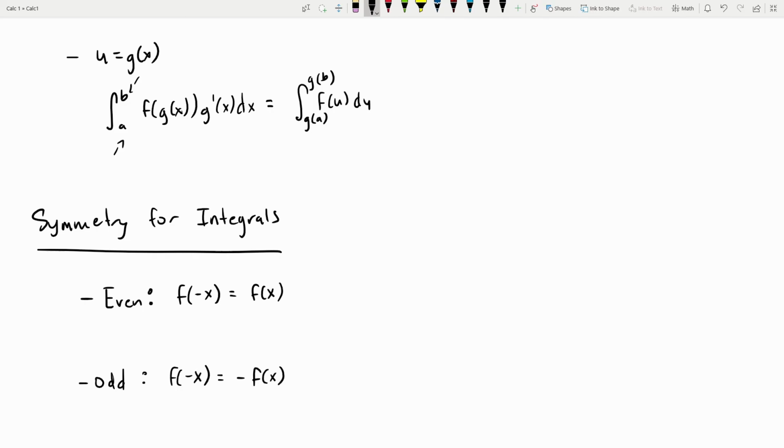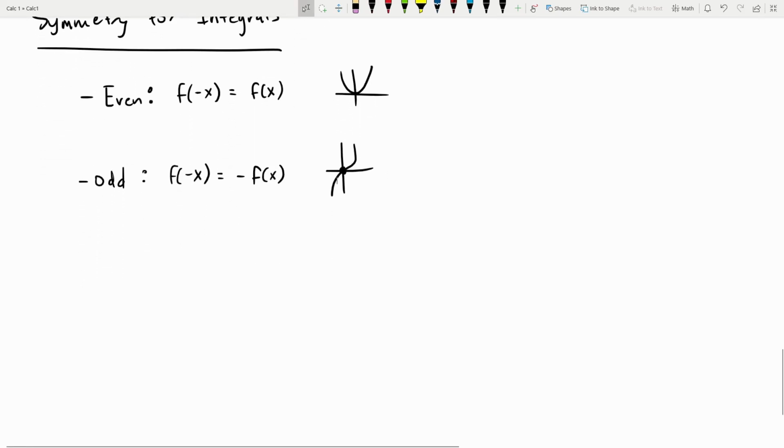And visually, this means that for an even function, we are symmetrical about the y-axis, which is here. And for oddly symmetrical, that would mean that we are symmetrical about the origin. So knowing these 2 things, I'm going to show you how this applies to integrals.